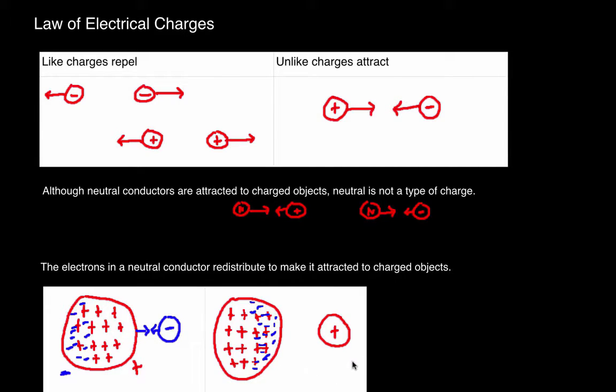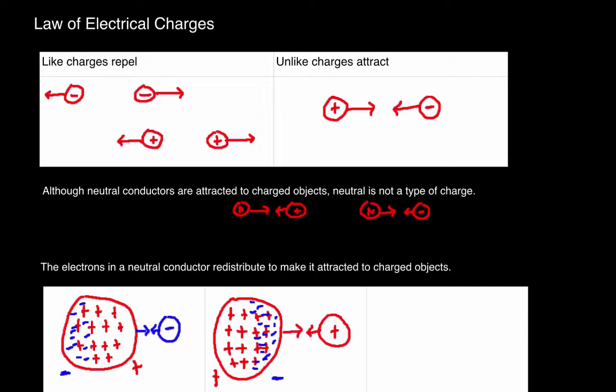Think of the positively charged object like a rock star, and all the electrons flock to try to be close to it. Now we have an overall negative side to our neutral conductor and an overall positive side. The conductor becomes polarized, and as a result, the negative end becomes attracted to our positively charged object that we brought nearby.